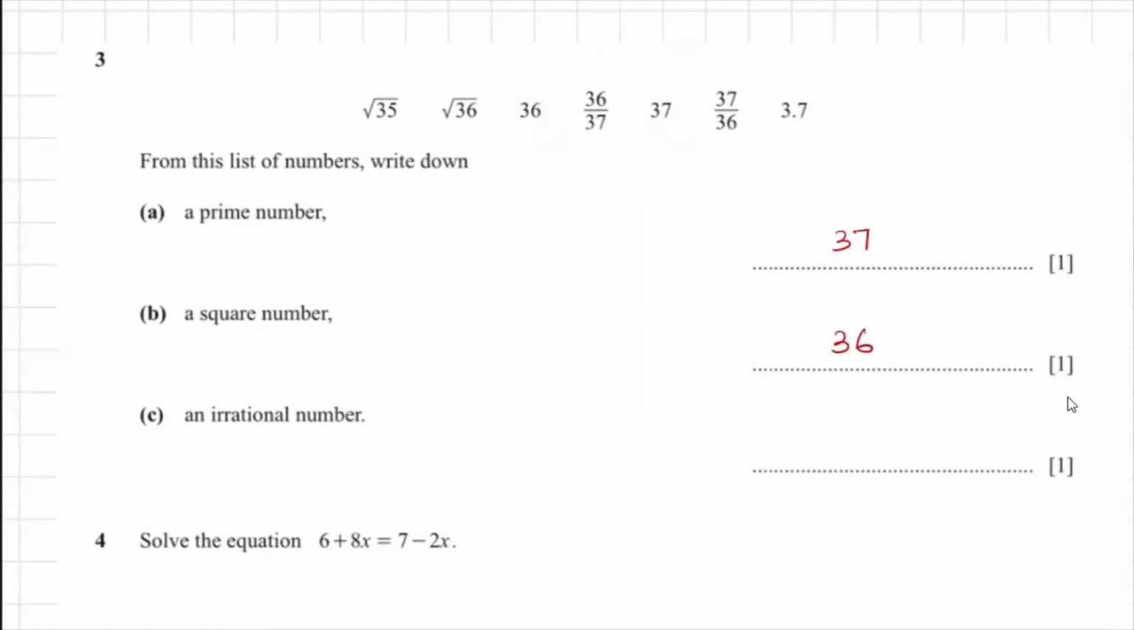An irrational number. An irrational number is a number that cannot be simplified. It cannot be expressed as a fraction. So this will become 35.